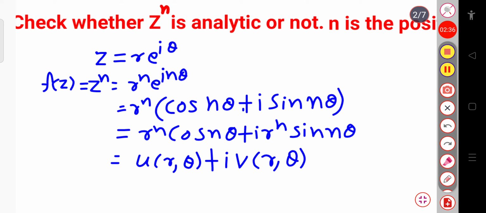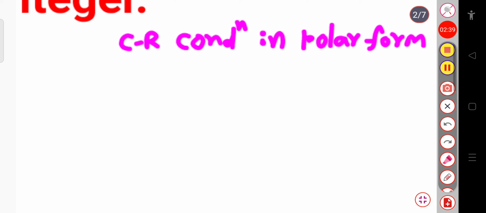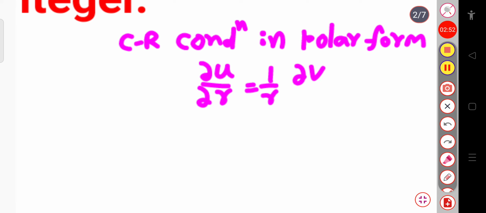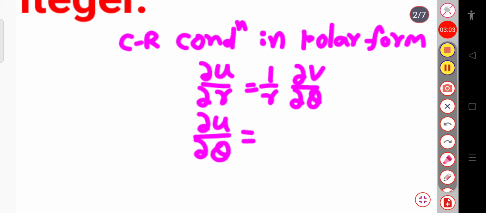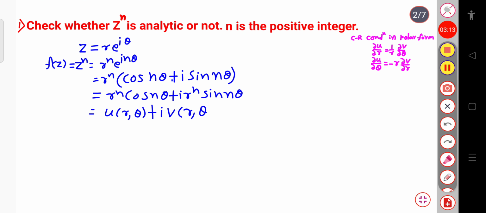Now we will use the Cauchy-Riemann equation. The Cauchy-Riemann condition in polar form we can write here as dou u by dou r equal to 1 by r dou v by dou theta, and dou u by dou theta will be equal to minus r dou v by dou r. So we have to first check what is dou u by dou r.